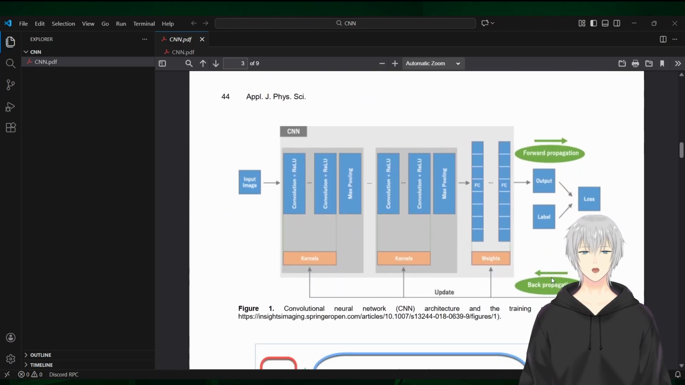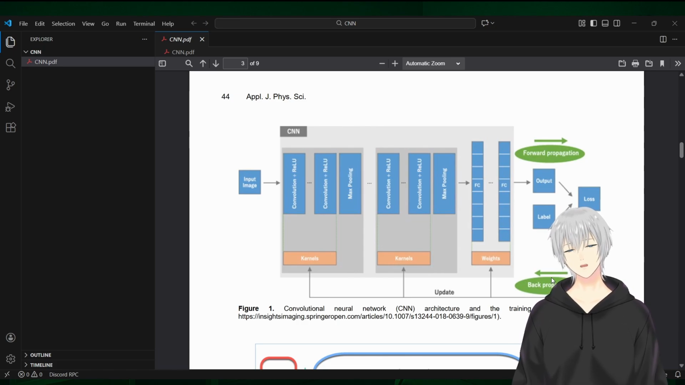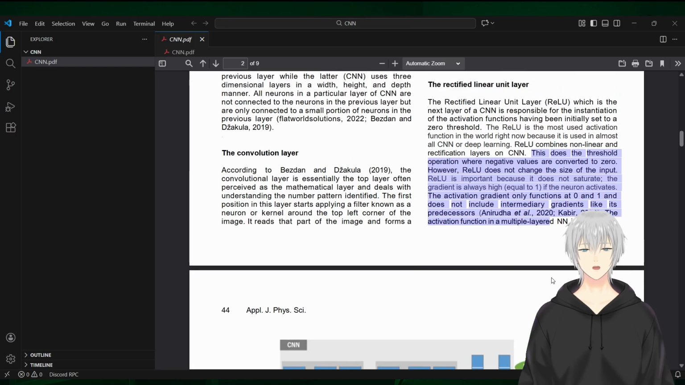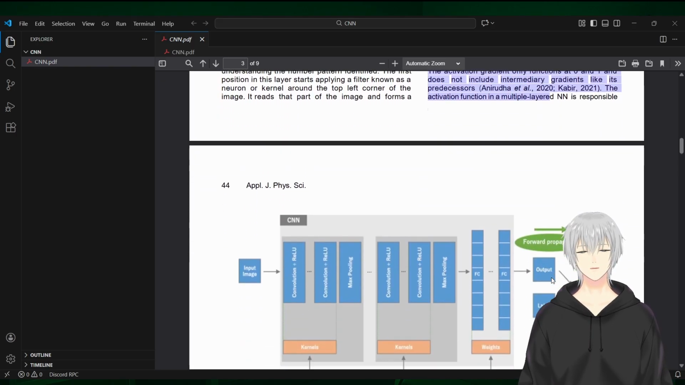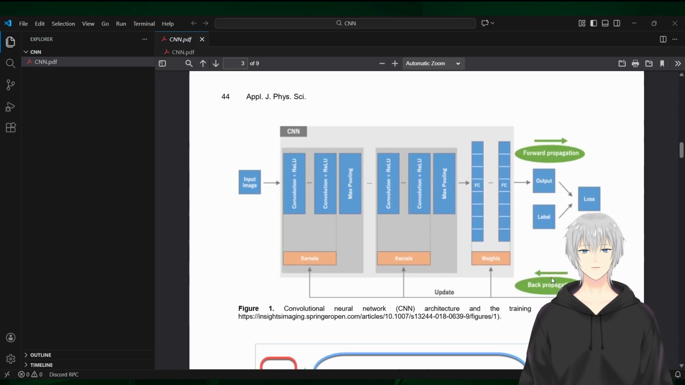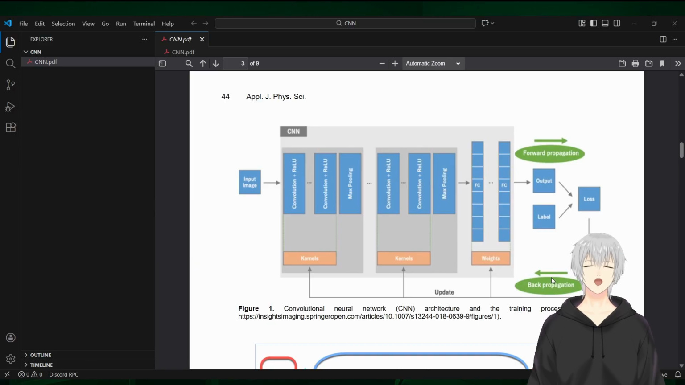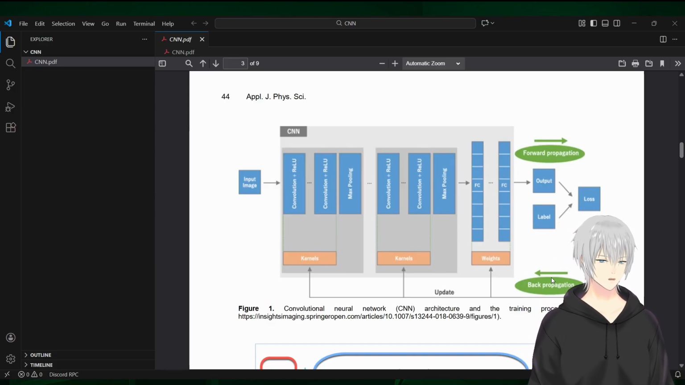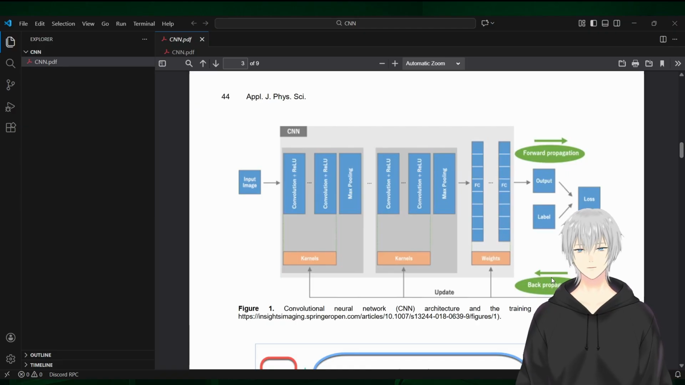Oh, and then this is the architecture image of the CNN. We have an input image, then we have a convolutional layer plus, um, what was the full form of that? Rectified linear unit. I don't know why we are calling it ReLU when we can just say RLU. Or is RLU another term? I don't know.